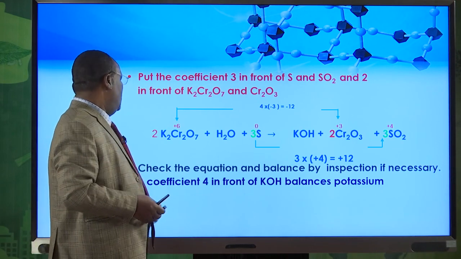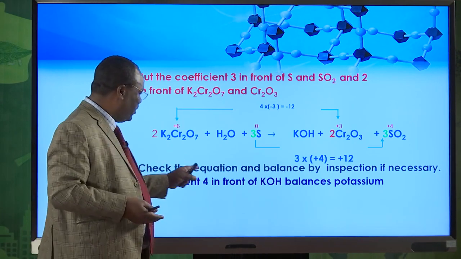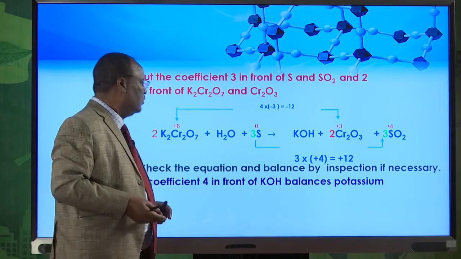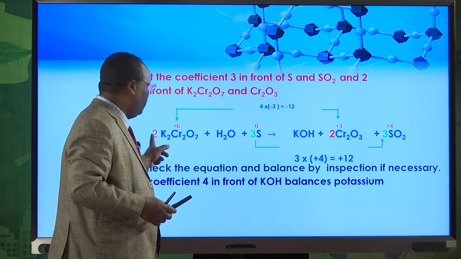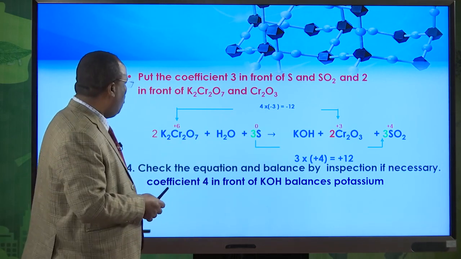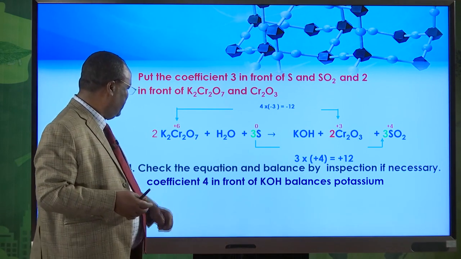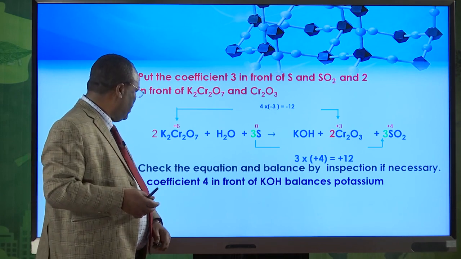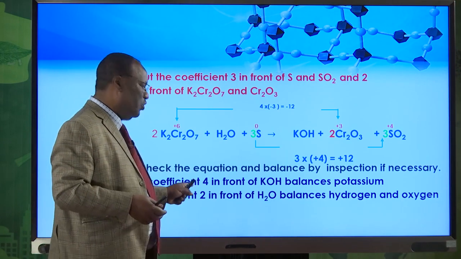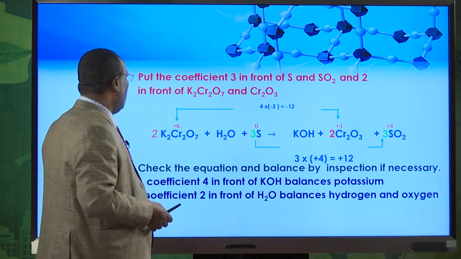So, we should balance using the inspection method. We write the coefficient 4 in front of potassium hydroxide to balance what? Potassium. Because here you have 4 atoms of potassium on the reactant side. Let's see. We write 2 as a coefficient in front of water to balance hydrogen and oxygen.